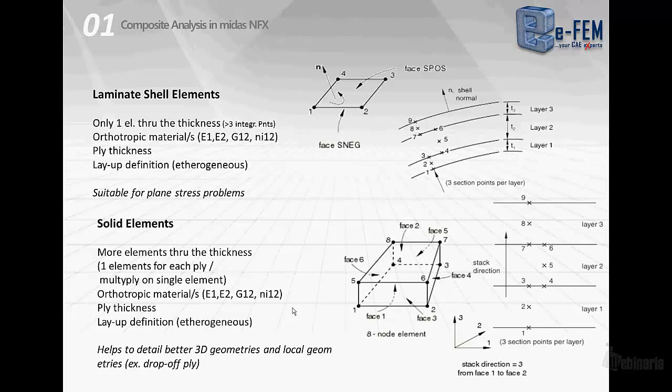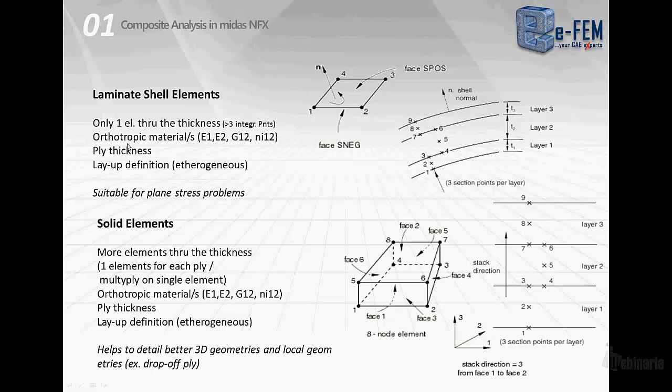Laminate shells are 2D elements. They have the characteristic of defining the thickness of the laminate in one element only. So we have one element through the thickness of the laminate. But we can have 3 or more than 3 integration points through the thickness. Usually we use 3 integration points for each lamina. So we have a good description of the flexural behavior for each composite lamina.